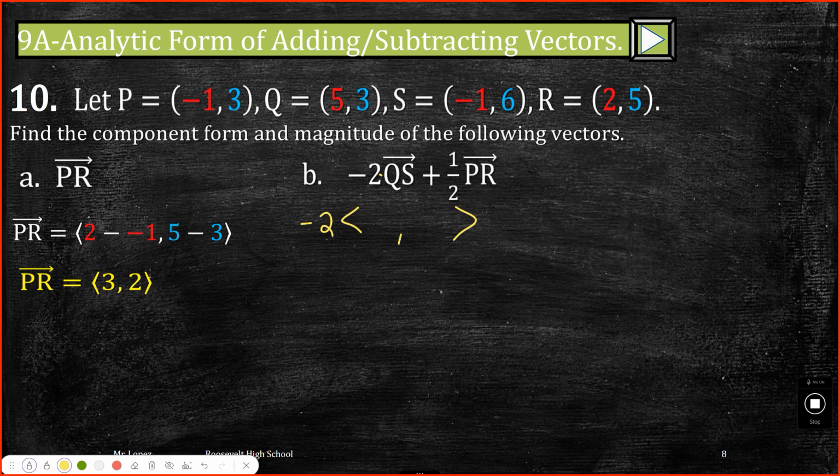X component of vector from Q to S. Don't say anything. Diego. X component of vector from Q to S. Q to S, that's what this is. Vector going from Q to S. Negative 6? Yes.